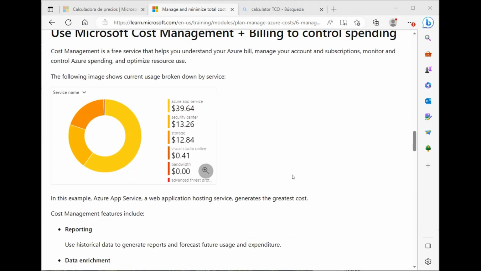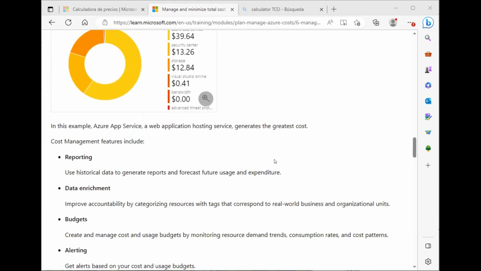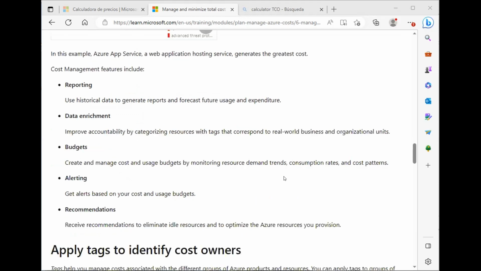Example service names: Azure App Service 39, Security Center 13, Storage 12, Visual Studio Online 0.41, and bandwidth 0, etc. In this example, Azure App Service, a web application hosting service, generates the greatest cost. Cost management features include reporting, data enrichment, budgets, alerting, and recommendations.